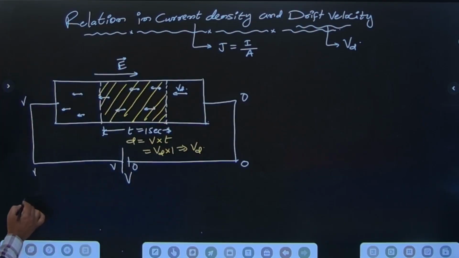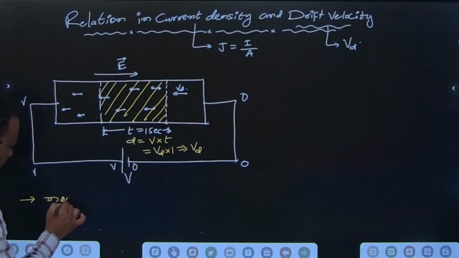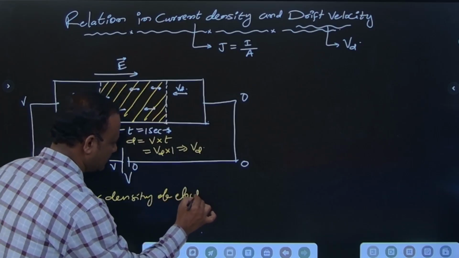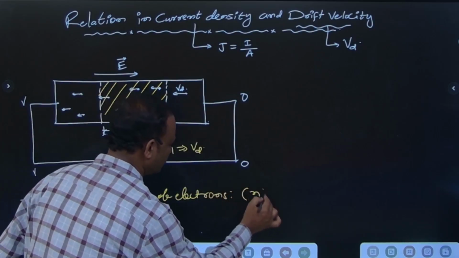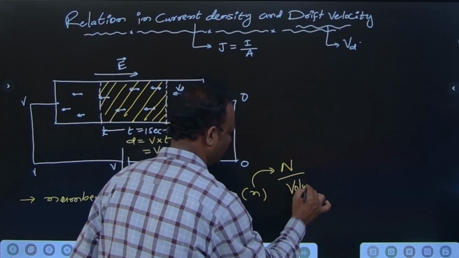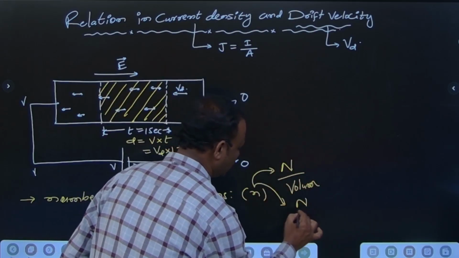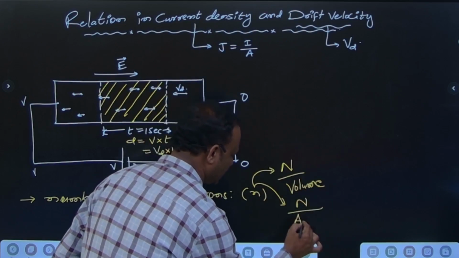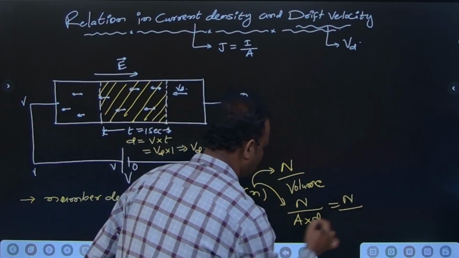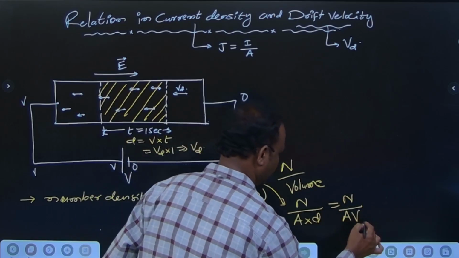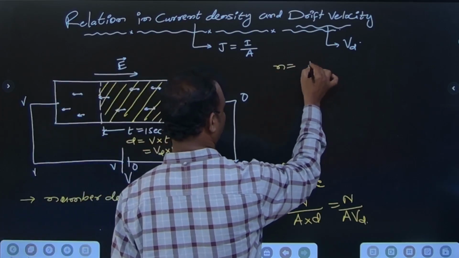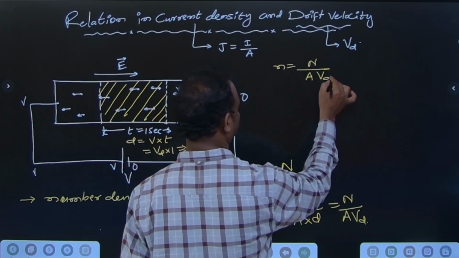Before this, first I want to know the number density of electrons. Number density n is the total number of electrons per volume, which means capital N by volume. Volume is the area of cross section into its length, and the length is D, which is Vd. So the number density n is equal to capital N by A Vd.